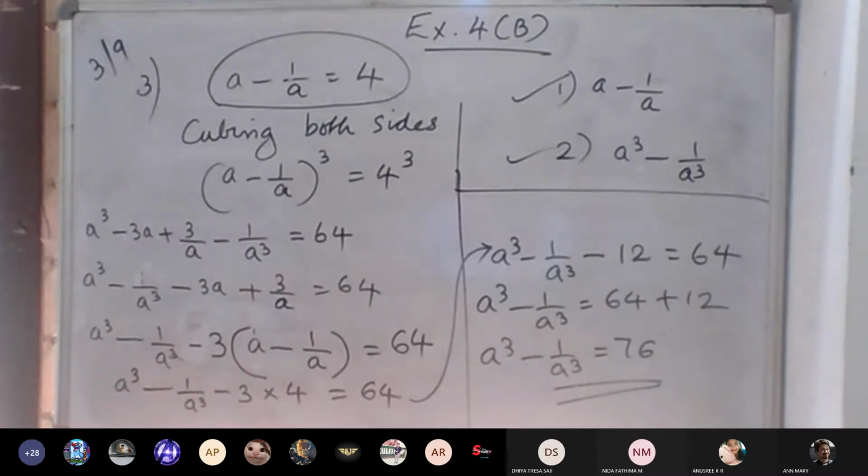Study that portion today itself, otherwise it will be difficult. Daily portions you have to study. Otherwise this chapter is very tough. If you understand it, it is easy, but otherwise it will be tough. It's very important. Think and study.